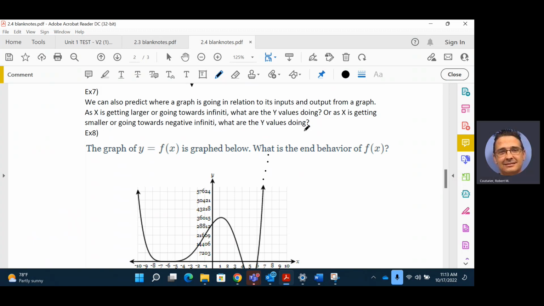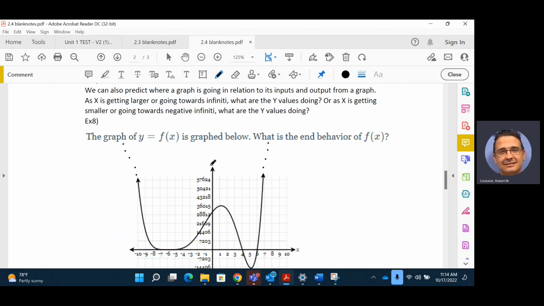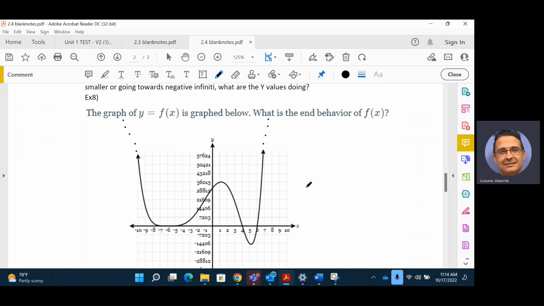Look at this side of the graph, because next, they also ask us what happens when x is getting smaller, or it's going towards negative infinity? Well, on this side of the graph, as these x values keep moving in this direction, look at the end of our graph. It also is going up. So as every value of x starts increasing, this graph gets higher and higher. So both of them end up going towards infinity.